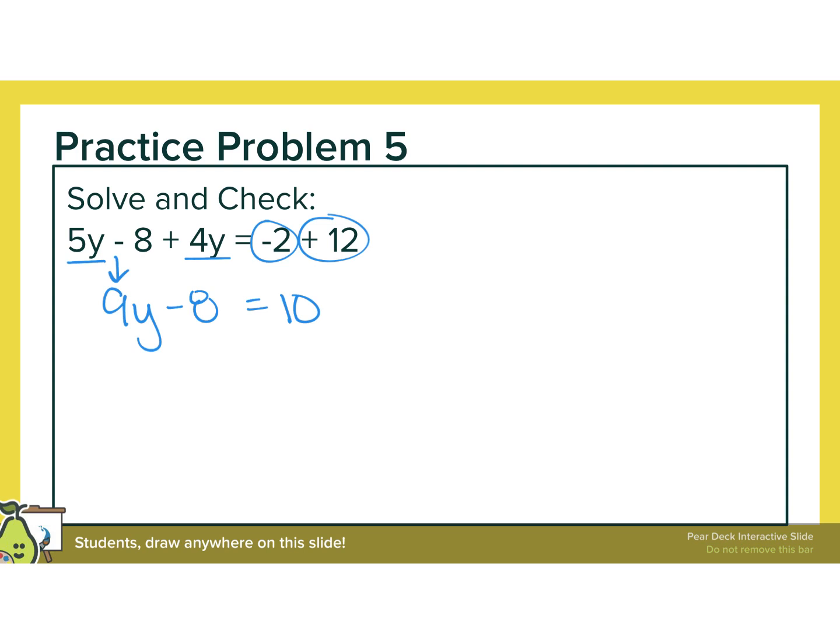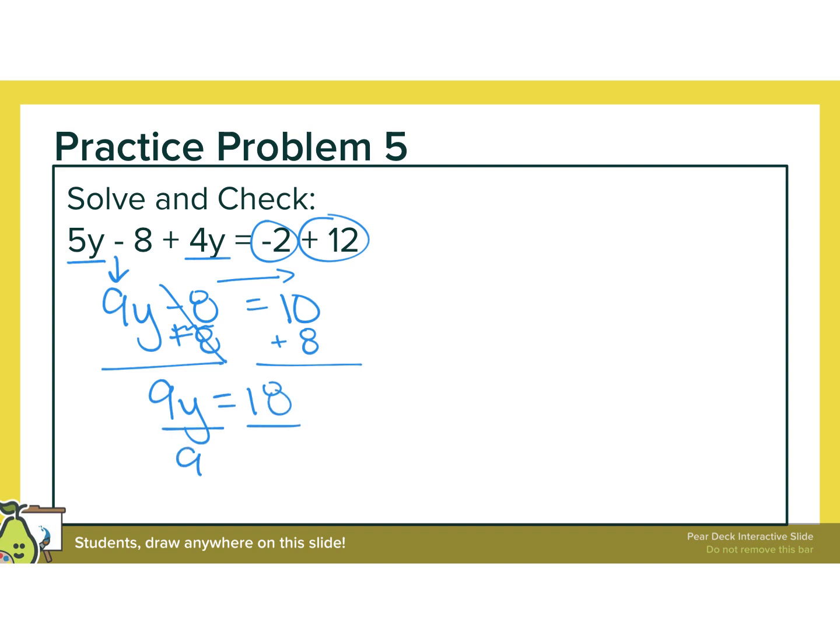So I want to get rid of this negative 8, right? I want all my constants to be over here on the right. So I'm going to do the opposite and add 8. Negative and positive 8 cancel out. Bring down the 9y and the equal sign. 10 plus 8 is 18.